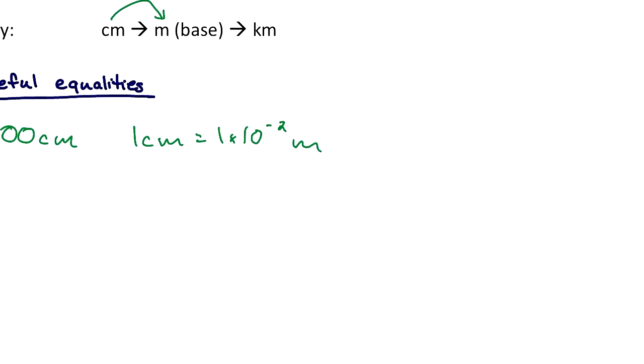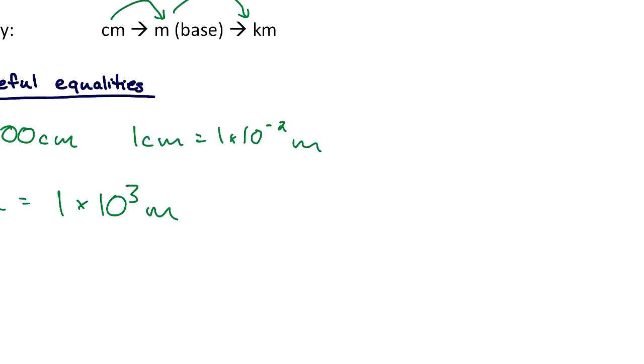So we went from centimeters to meters, and now we're going to go meters to kilometers. So the useful definition or equality here is that in 1 kilometer, how many meters are there? 1,000, or 1 times 10 to the 3 meters. So these are the 2 equalities that I'm going to use in my fractions to get to my answer. So let's put this all together.